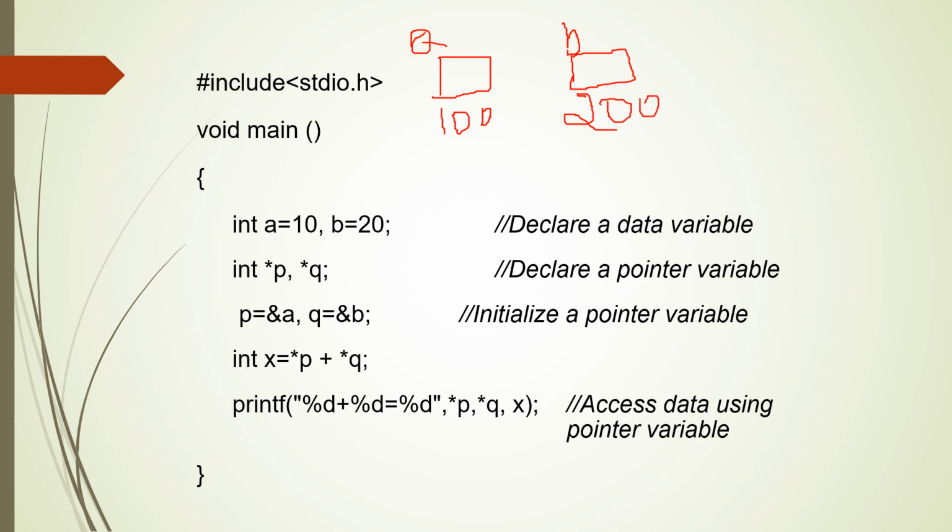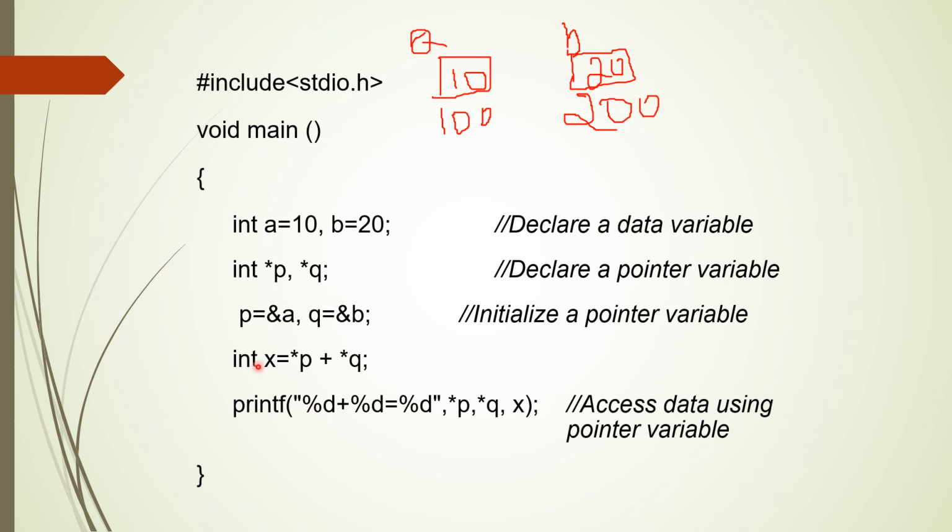And it will assign a value 10 to the variable a and 20 to the variable b. So this is what happened after executing the statement int a = 10 and b = 20. Now the next statement is int *p = int *q.